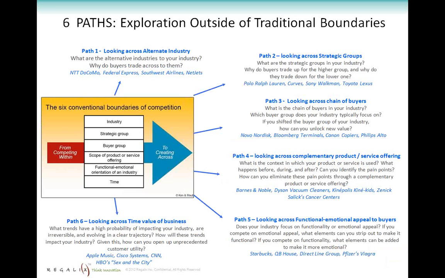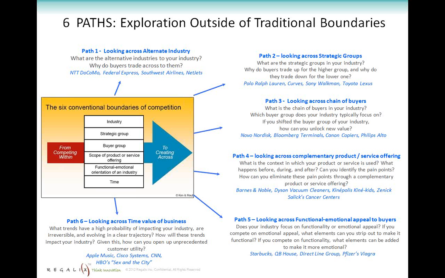Here we need to question what are the alternative industries to your industry, who are the buyers, and why do the buyers trade across them? Companies like NTT Docomo, FedEx, Southwest, and NetJets followed this path and created value innovation.